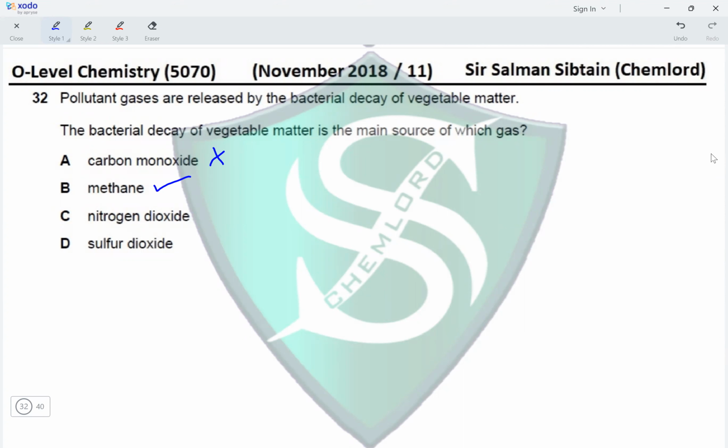Nitrogen dioxide is produced in the internal combustion engine when oxygen and nitrogen from air react with each other. And sulfur dioxide is produced when fossil fuels burn because sulfur is present as a contaminant in fossil fuels, which, when burnt along with oxygen, produces sulfur dioxide. Therefore, the correct option for this question is option B.